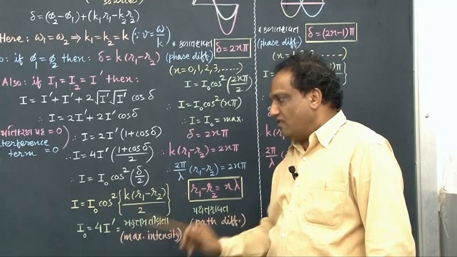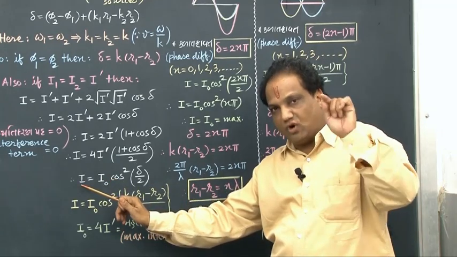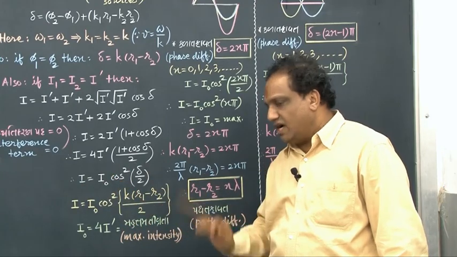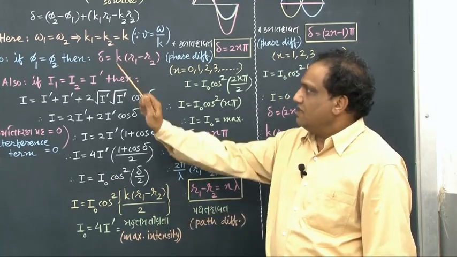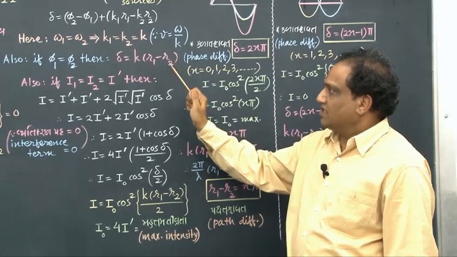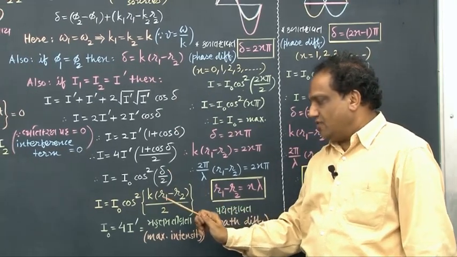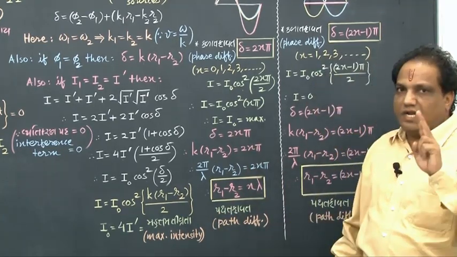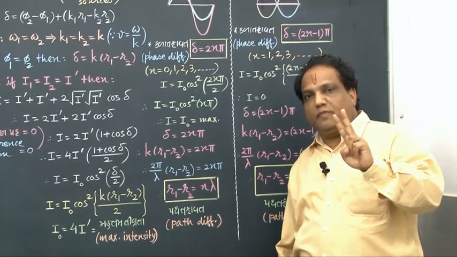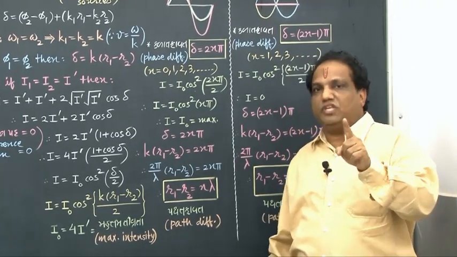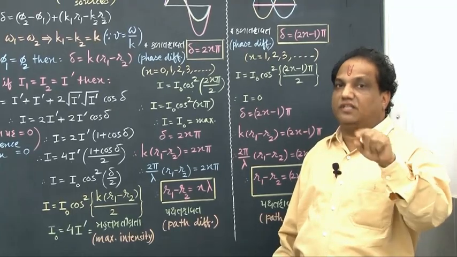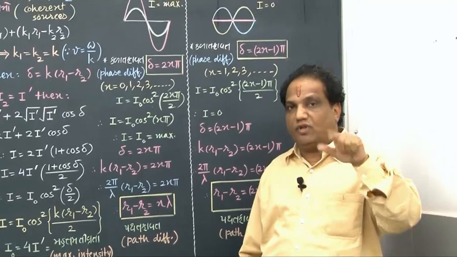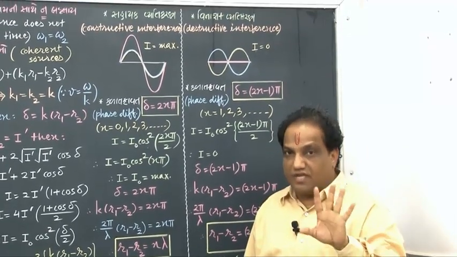So this is the final formula for the intensity of light at the point of superposition: I equals I0 cos square delta by 2. But what is the delta formula? Delta equals k into (r1 minus r2). Correct? Fine. Now in practice we find two main types of interference. One is called constructive interference, another is destructive interference. In the textbook they have not drawn any figure, so you may not understand; better you concentrate here.